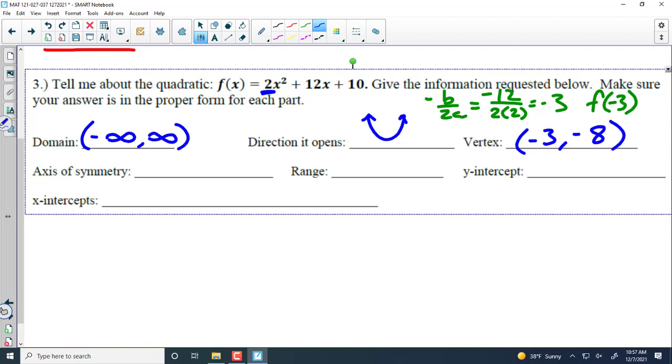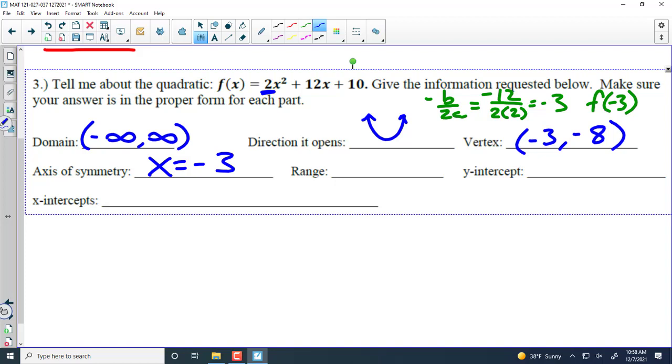Axis of symmetry does not have to give you a headache. The axis of symmetry is right there once you figured out your vertex. The axis of symmetry is a vertical line, so it's definitely going to be x equals. And it's going to be the same as what every time? The x value of the vertex, yes. So it's x equals negative 3.